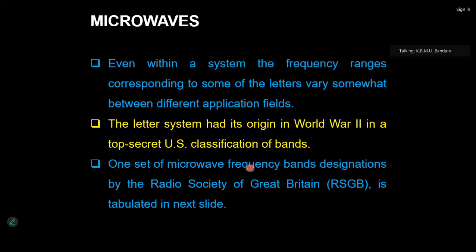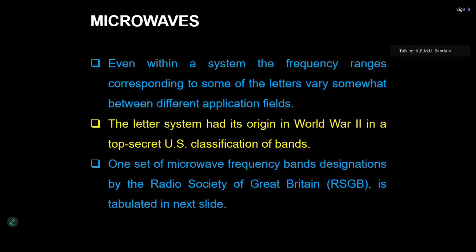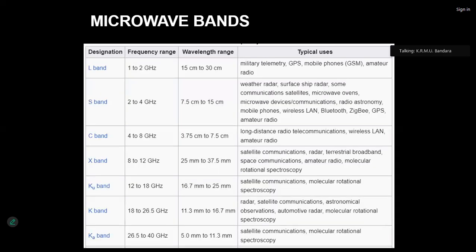One set of microwave frequency band designations is by the Radio Society of Great Britain, called the RSGB. It is tabulated there, you can see this one. This is the L band, designated by the RSGB, the Radio Society of Great Britain. They use the L band as 15 centimeter to 30 centimeter, if you are calling it by wavelengths, and also by frequencies.